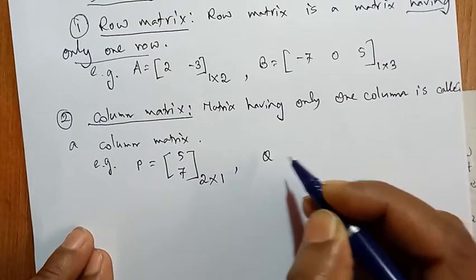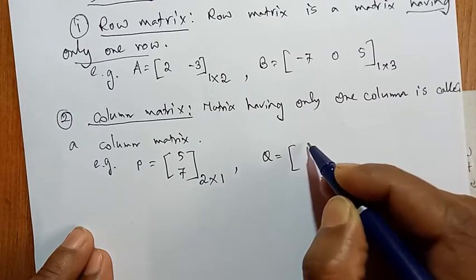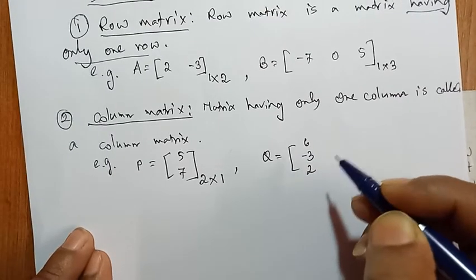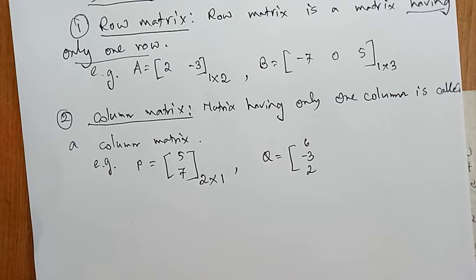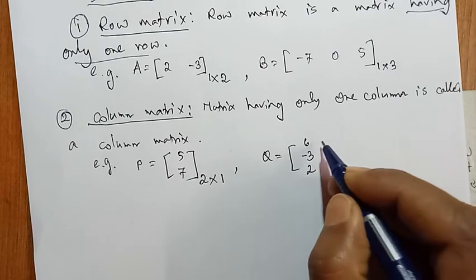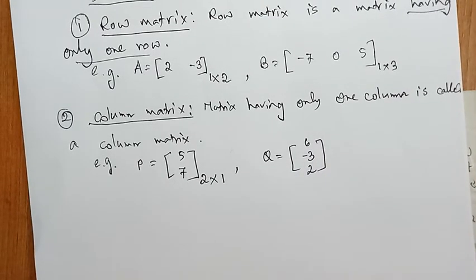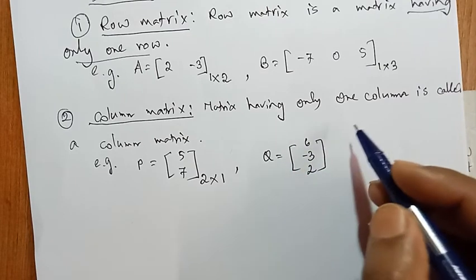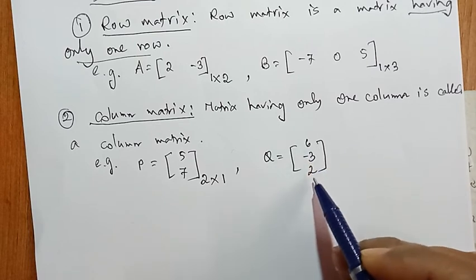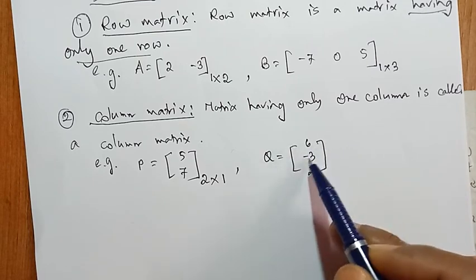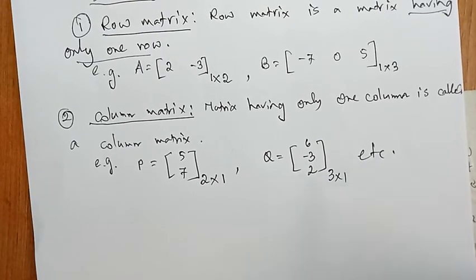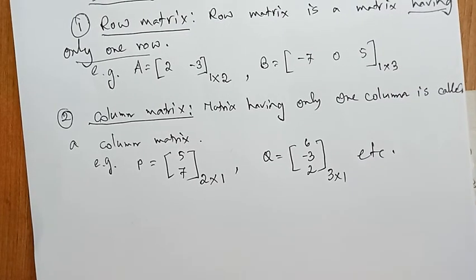Next matrix, you write 6, minus 3, 2. This is also having a single column, so this is also a column matrix. To write the order, for all three elements you check the rows. This is lying in the first row, this in the second row, this in the third row. So there are 3 rows and only a single column. These are the examples of column matrix.